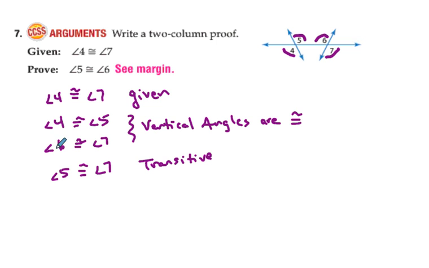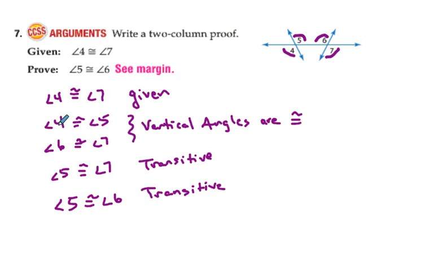And then I look here, 6 is congruent to 7, and 5 is congruent to 7, which means 5 and 6 are congruent, which is what I was going for. And we're done. Transitive property again. Now you might think, why didn't I just do substitution? And technically you can't substitute in a congruent statement.